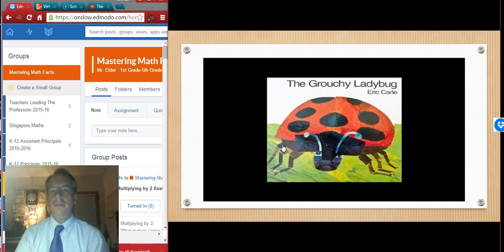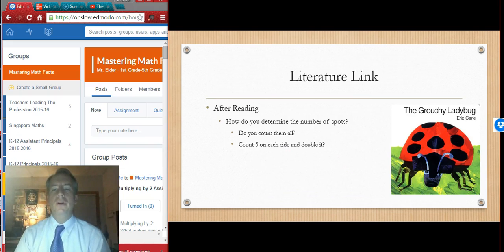So let's take a look at how this is the launching pad for what we can do with multiplying by 10. We can think about a ladybug having 2 wings, and how we determine the total number of spots on that ladybug. Looking at the ladybug in the book, do we count them all? When we get to the ladybugs on our worksheets, we'll notice they have 5 on each side. So do we count each one of those?